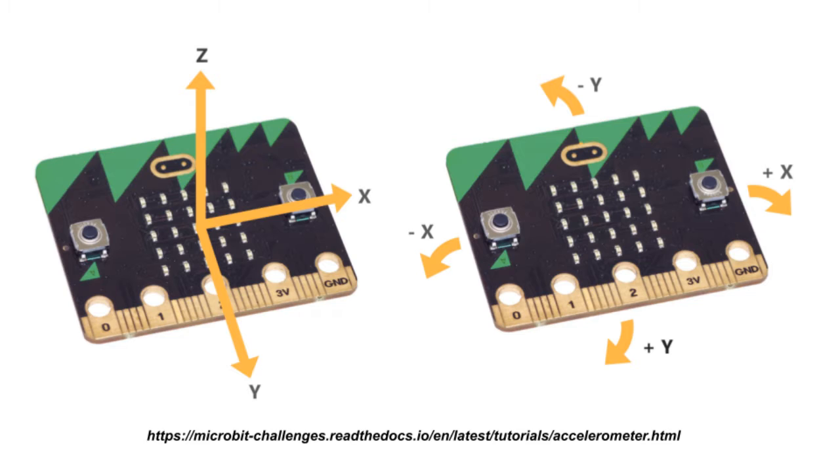One way we can use the accelerometer is as a tilt sensor. Specifically, the accelerometer can be used to detect if the microbit is being tilted along its x-axis, left and right, and y-axis, back and forward. For today's projects, we'll use the microbit to detect tilting along the x-axis only.